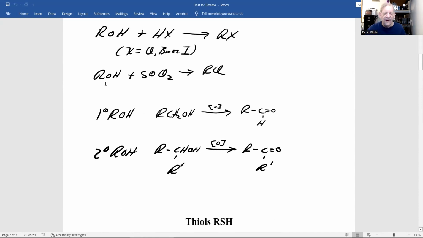But another reaction, if you had a double bond, you could still convert an OH to a halogen, in this case chlorine, is an alcohol with SOCl2, thionyl chloride, and it replaces the hydroxyl group with a chlorine.